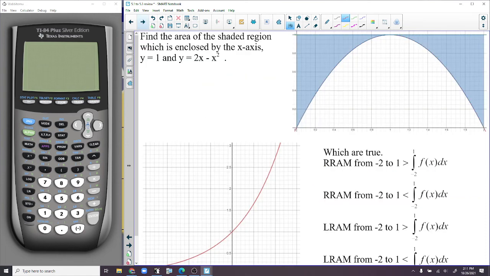This was backwards, so there's 2 corrections on the notes. That was this graph. I have them backwards on your notes. Yes, you see that? This is what it should be.